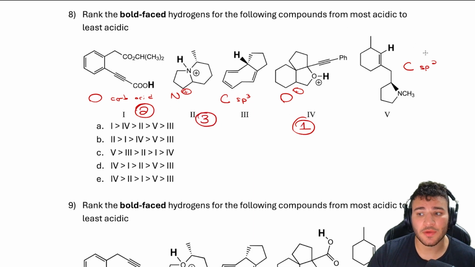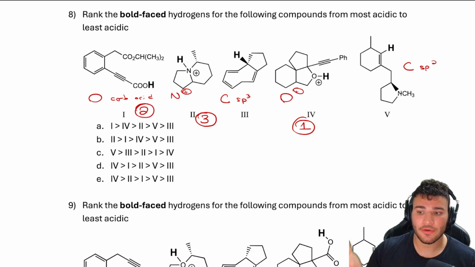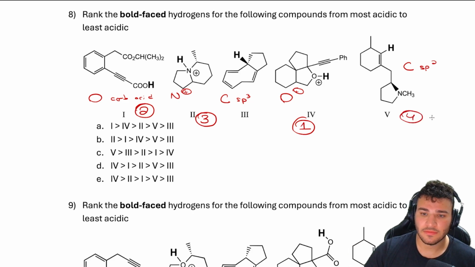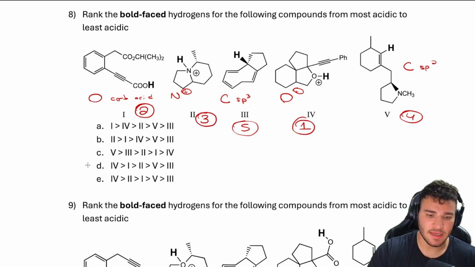And then we have to compare sp3 to sp2 hybridized carbons. And we can understand that as s-character decreases, acidity decreases. And so we can say that structure 5 is going to be our fourth strongest, and then structure 3 is going to be our weakest. Usually, if you see an sp3 hybridized carbon, it's going to be the weakest acid in the list. And so the answer choice that matches that is D.